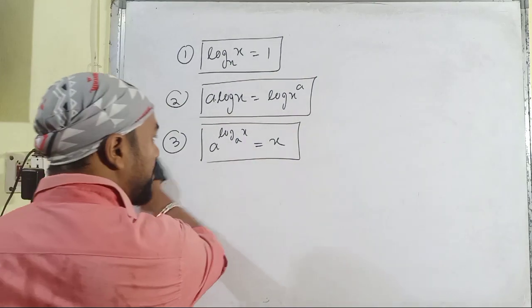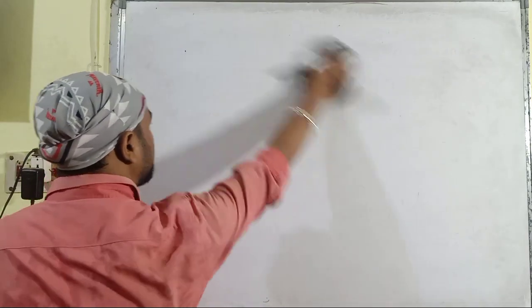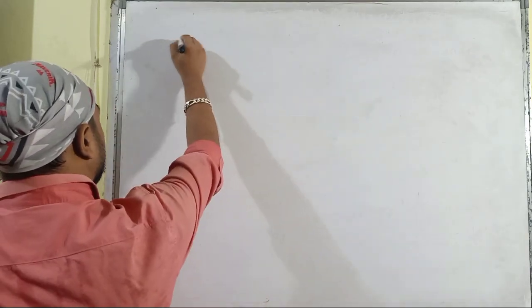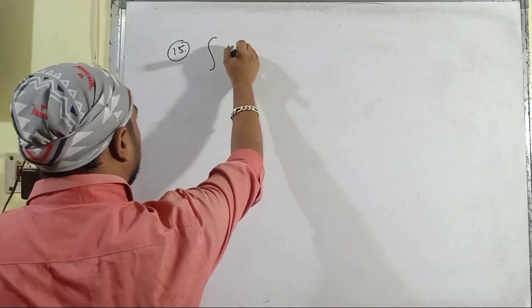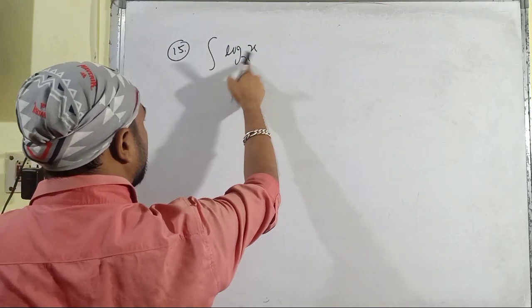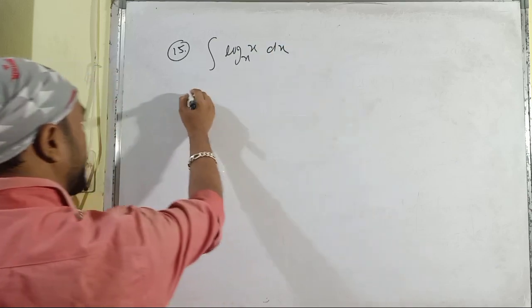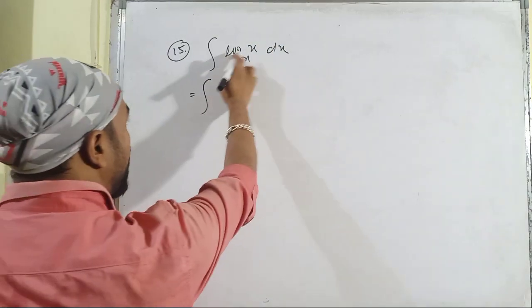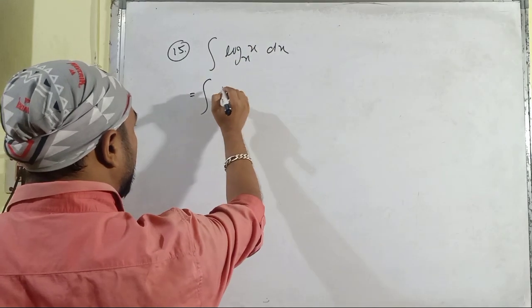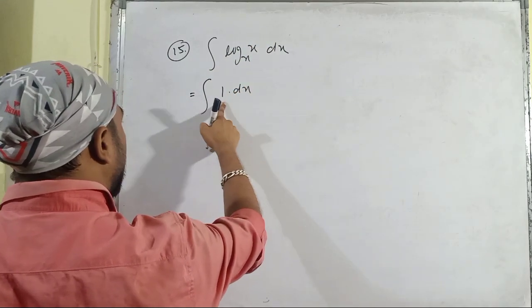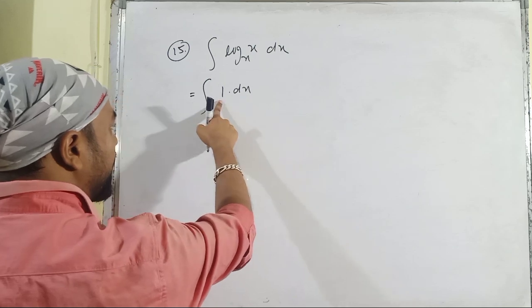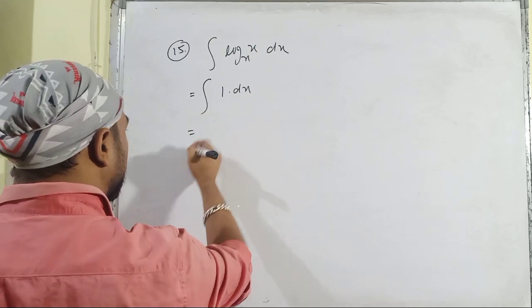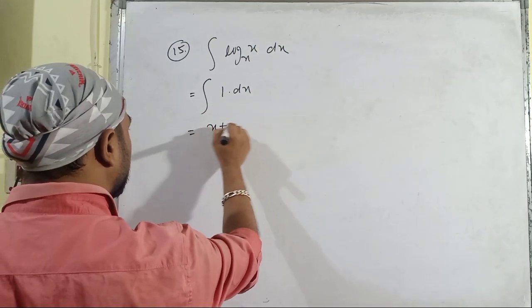So let us solve the problem number 15. Integral of log x with base x with respect to x. We know that from the property number 1, log x with base x is 1, and we have the integral of 1 dx. We have to integrate 1 with respect to x. That means the integral of 1 is x plus c.